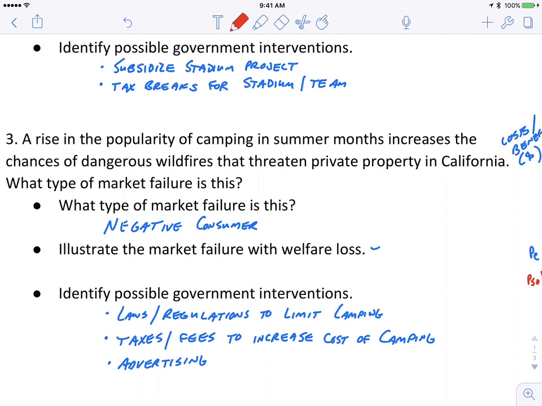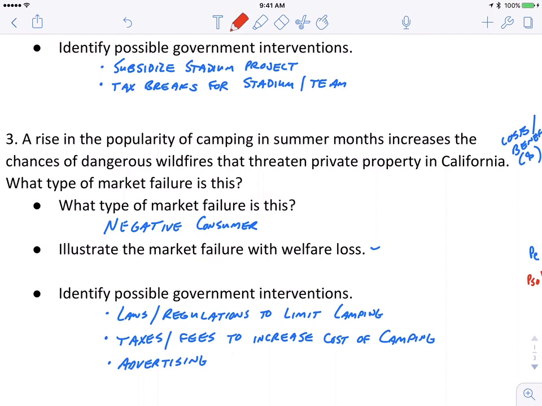Number three, a rise in the popularity of camping in summer months increases the chance of dangerous wildfires. This is a negative consumer externality. How could you stop this? You could have laws that would limit how much camping could be done. You could have fees or additional fees placed on camping, which, if you've ever gone to a national park, there are fees to get in, so that's part of the reason why. So limit the overall consumption or overall use of camping.